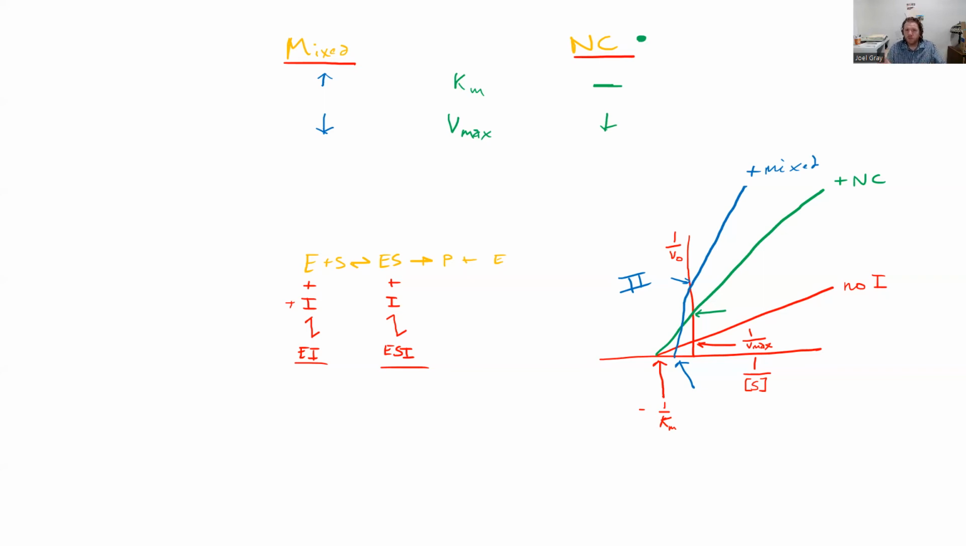Well, I hope this was helpful to compare and contrast a Lineweaver-Burk plot for a mixed or a non-competitive inhibitor, along with a competitive and uncompetitive inhibitor.